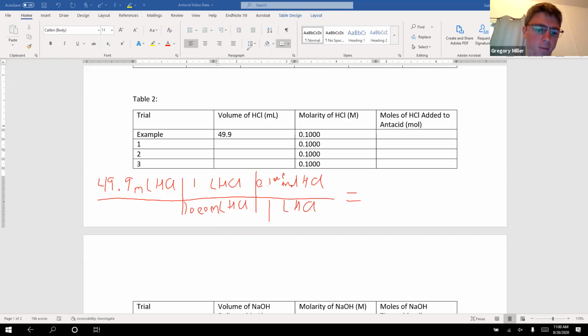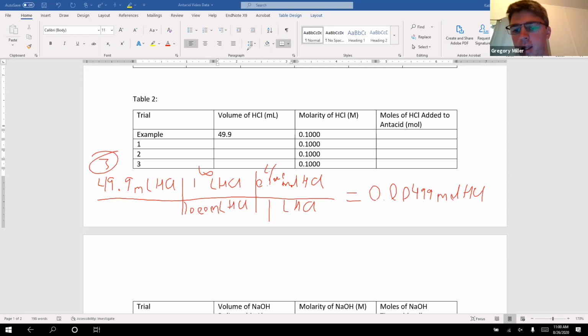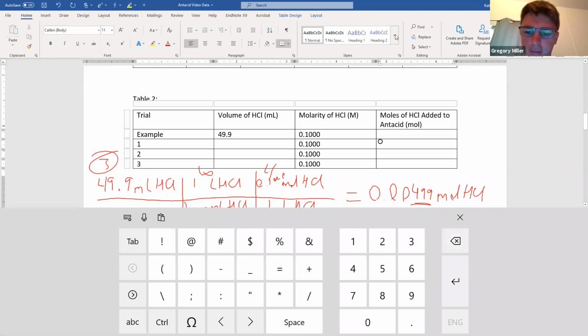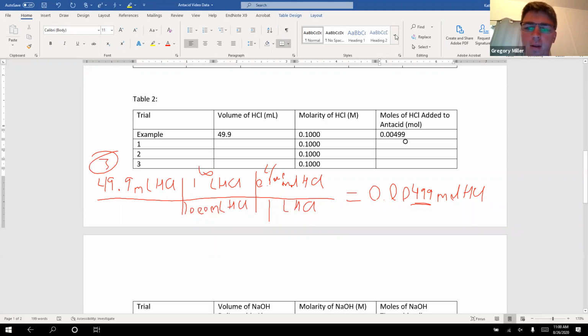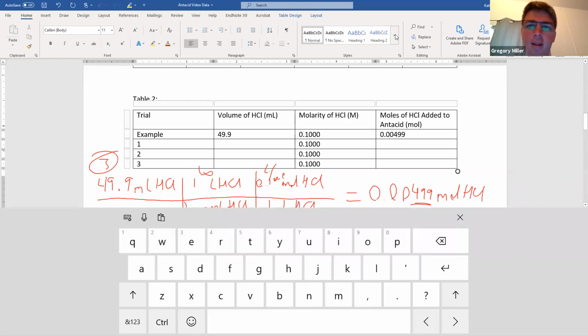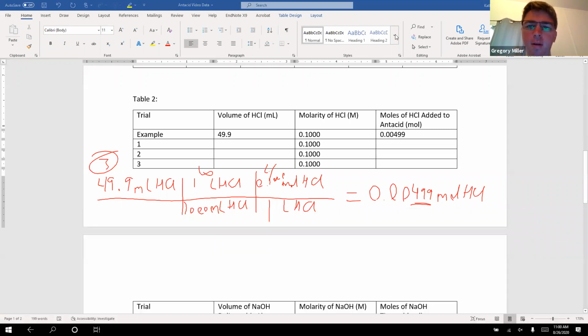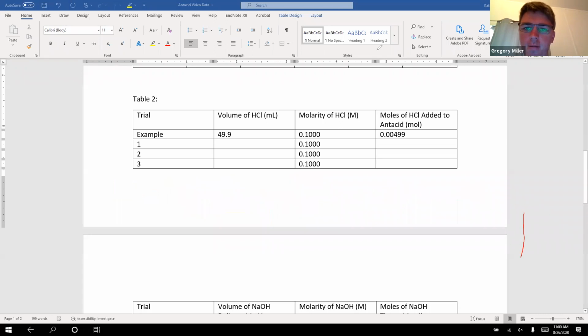So we get 0.00499 moles of HCl. 3 significant figures, metric conversion. This has 4 significant figures, so our answer will be rounded to 3, and it already has those 3. So we don't even need to worry about changing anything for significant figures either. Okay, so we've gotten that one. Let's clear those and scroll down.